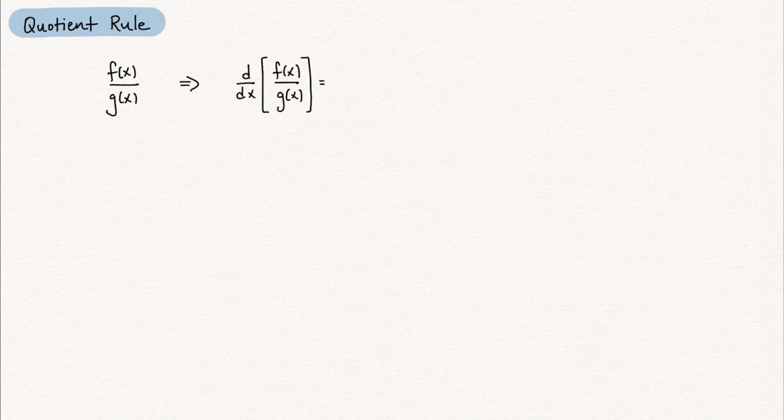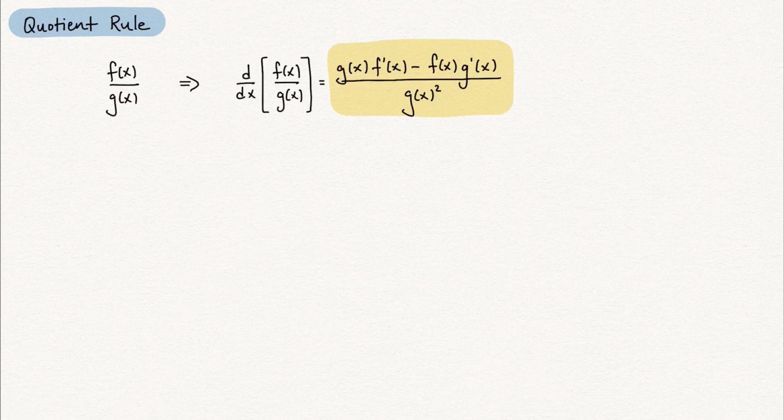will be equal to g of x times f prime of x minus f of x times g prime of x, all over g of x squared. So the first thing I notice about the quotient rule is that there are a lot more terms to memorize than the product rule. And secondly, because of the minus sign in the numerator, we need to memorize the terms in the order in which it is written. Otherwise, we wouldn't have the correct quotient rule.